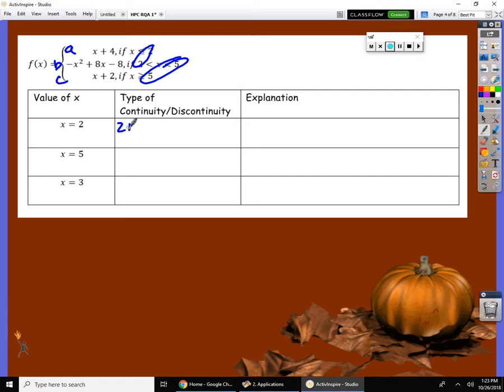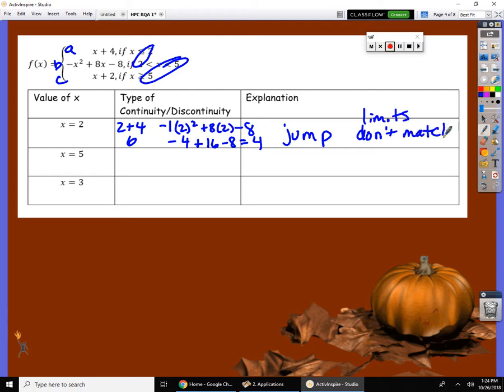So I'm going to do 2 plus 4, which is 6. If you can't do that, I'm going to cry. Then I'm going to do negative 1 times 2 squared plus 8 times 2 minus 8, which is negative 4 plus 16 minus 8, which equals 4. So I got a 6 and I got a 4. What do I have? A jump, because my limits don't match.